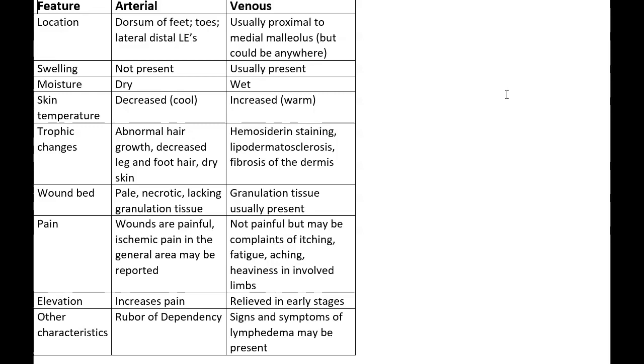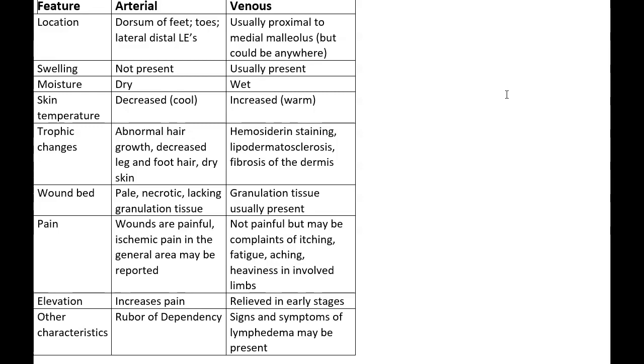There may be some necrotic tissue, or non-viable tissue is another way of saying that. There's going to be a minimum or maybe no granulation tissue. And if you remember our wound healing, without granulation tissue, you've got a chronic wound that is not going to heal. With a venous wound, it's almost always moist, and there is usually granulation tissue present as well. So those are two big differences in the wound bed itself.